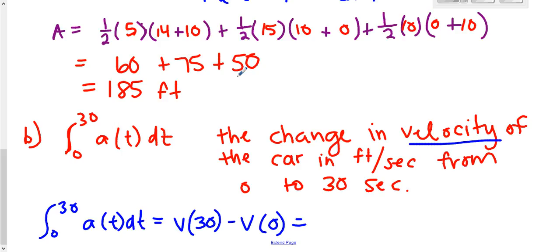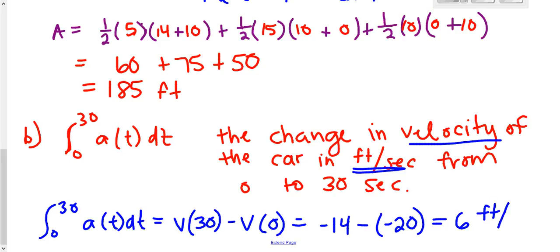So I have -20 minus, wait, backwards. The velocity of 30 was -14. Minus the -20 goes over here. So that's -14 plus 20, which gives us 6. 6 what? Well, we just said the velocity was measured in feet per second.